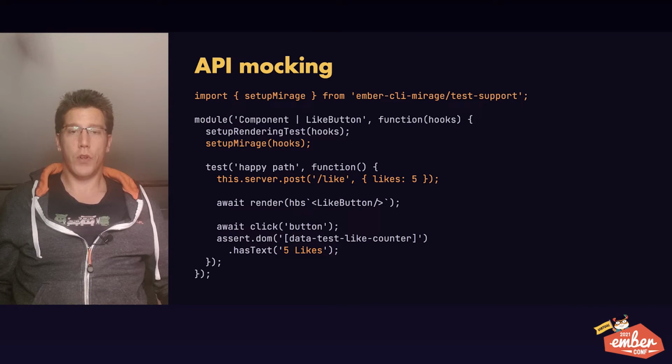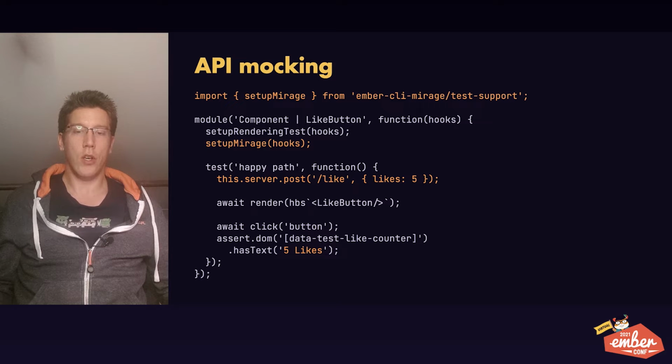To use it, we first import the setupMirage test helper. We call it right after calling the setupRenderingTest helper. That allows us to use this.server in the test code to set up route handlers, for example. In this snippet here, that means that each POST request to /like will return a JSON object with 5 likes in it. And then finally, as the last step, we adjust our assertion to match our mocked API response.